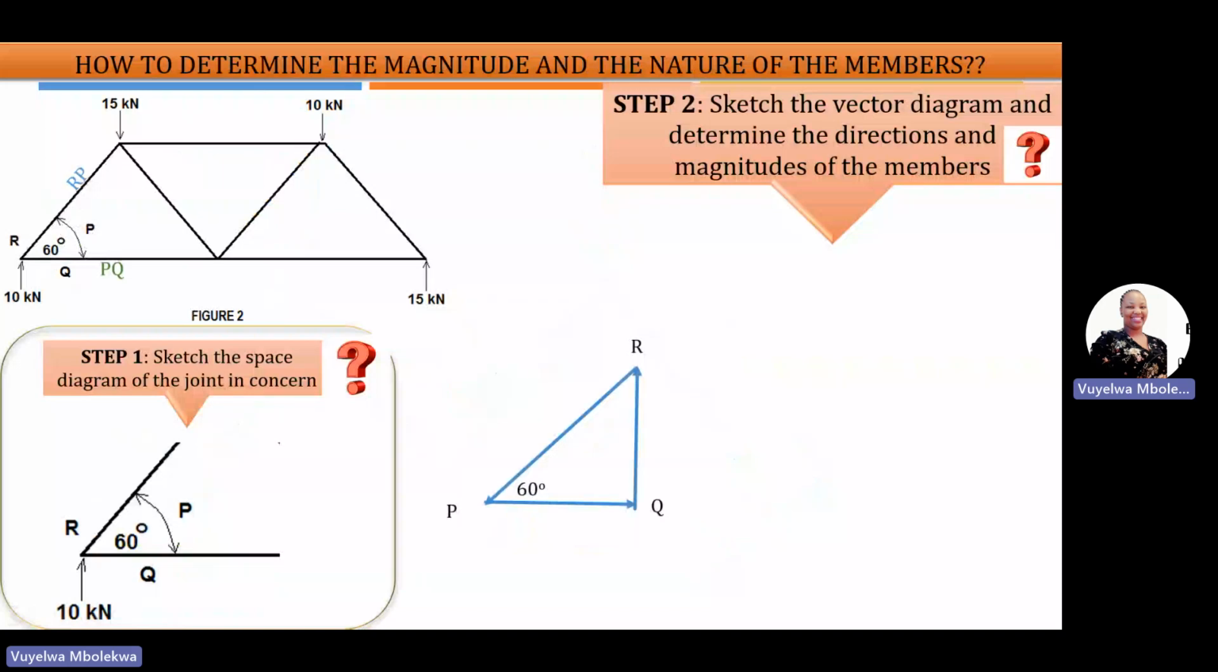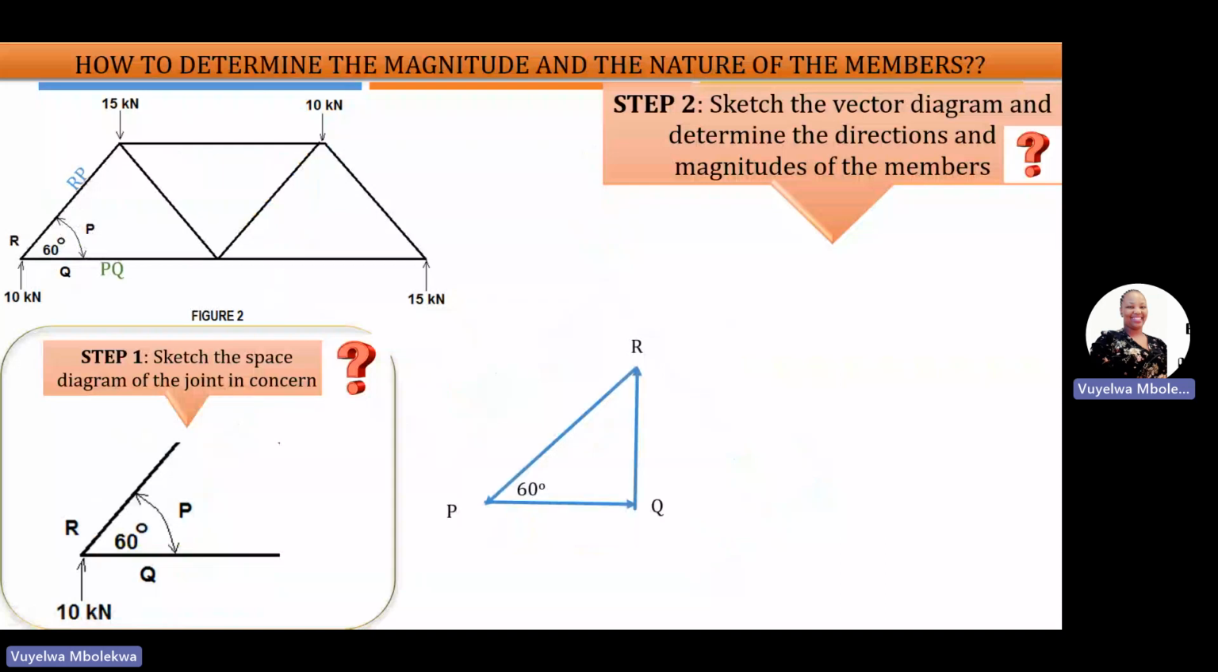Okay. So the first force was starting from space Q going to space R. We go clockwise from space Q going to space R. So it's QR. Then the next one started from R going to P. So you label R there going to P over there. And then the last one is between P and Q.